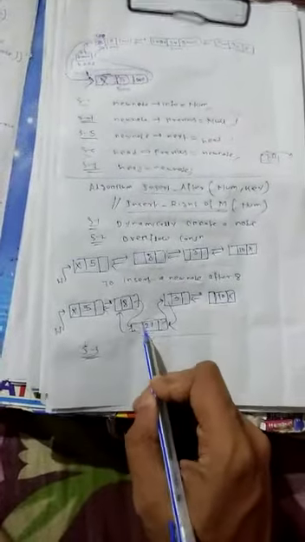Then what is step 3? Step 3 is you have to store the data part. How to access the data part? New node data part, that is new node info. Here I am storing num. Clear? New node info, I am storing num.